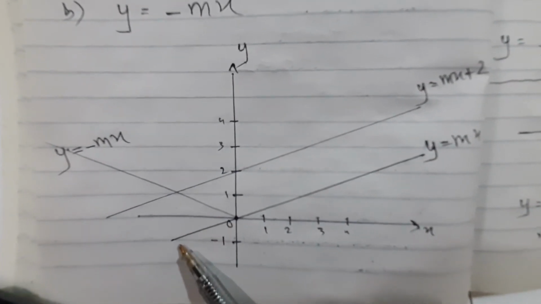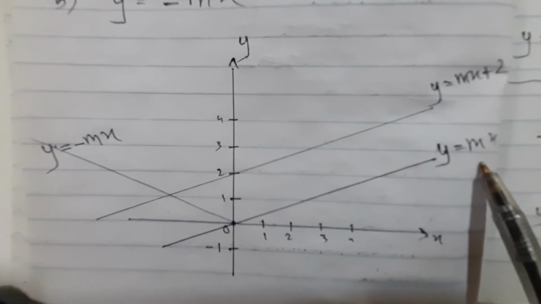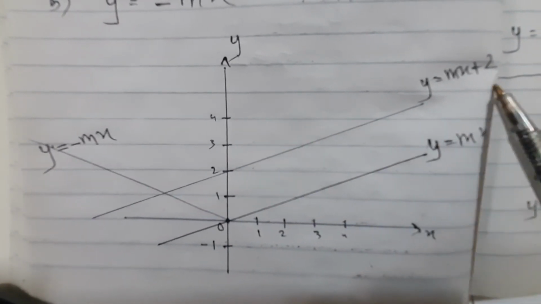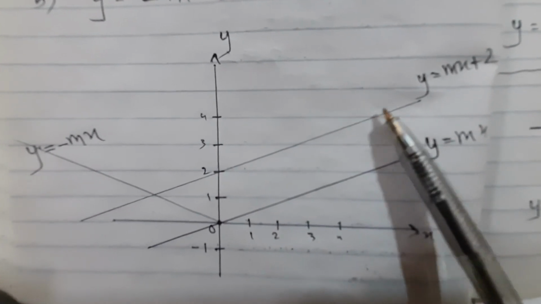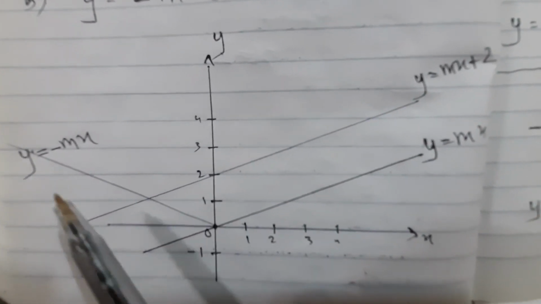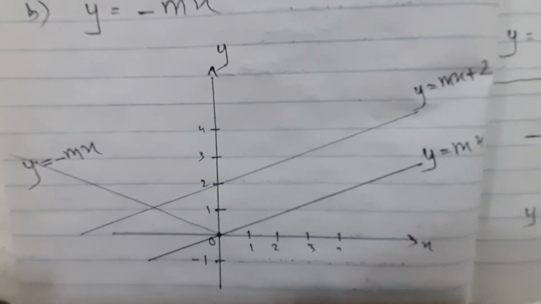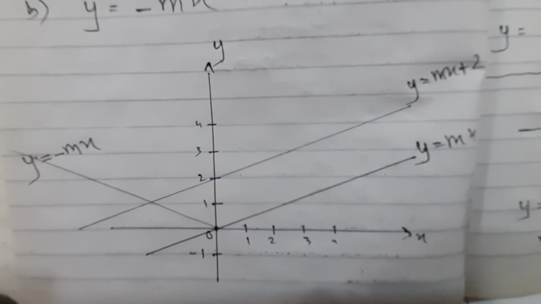So this was the line given to in the question, y is equals to mx. This is the line y is equals to mx plus 2. So I am drawing a parallel line but passing through 2. And y is equals to minus mx is the reflection of this line in y-axis.